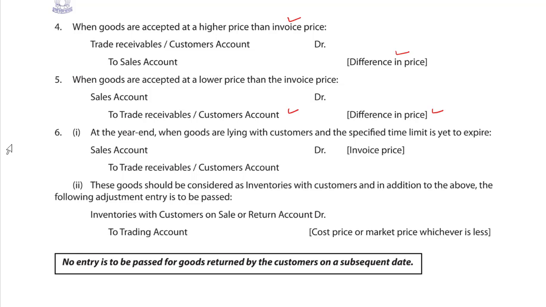We need to reverse the entry passed earlier. So sales account will be debited and customer's account credited. And these goods should be considered as inventories with customers, and in addition to the above, the following adjustment entry needs to be passed. Inventory with the customer on sale or return basis, debit to trading account, at cost price or market price, whichever is less.